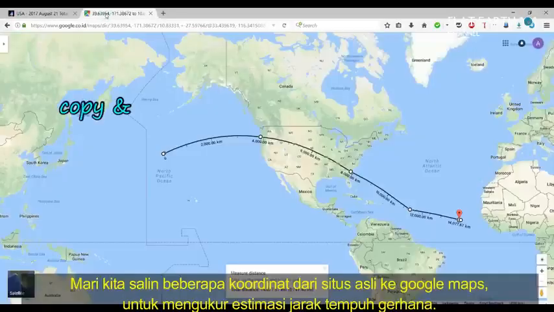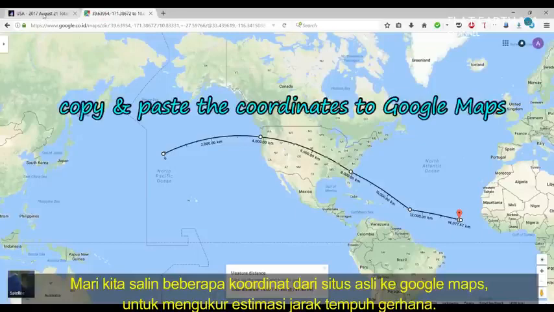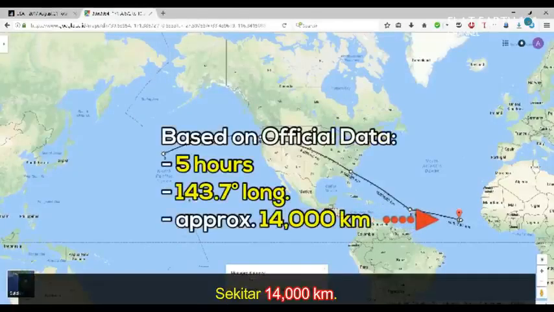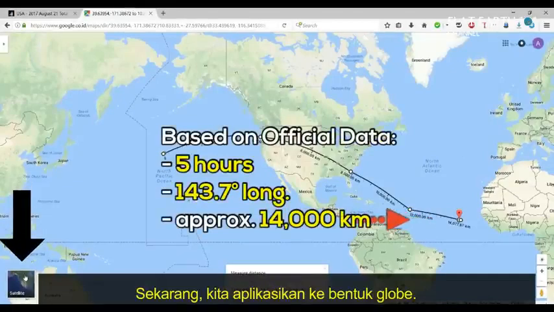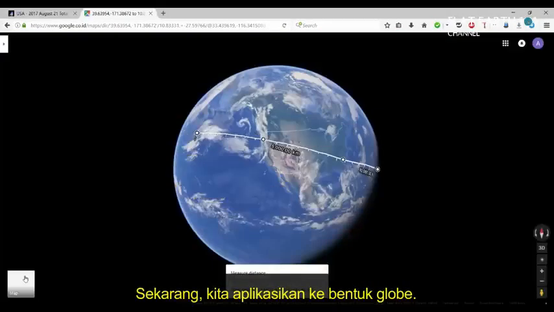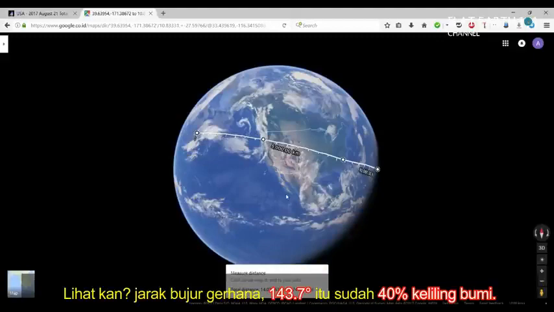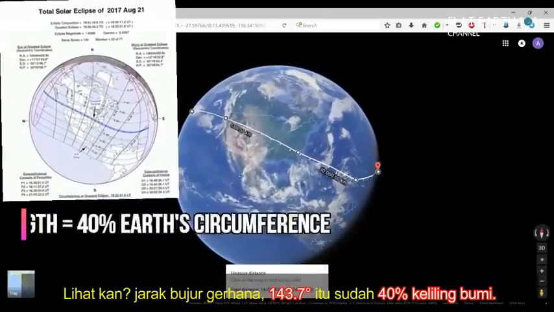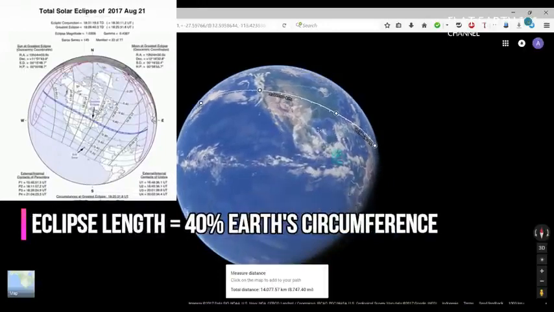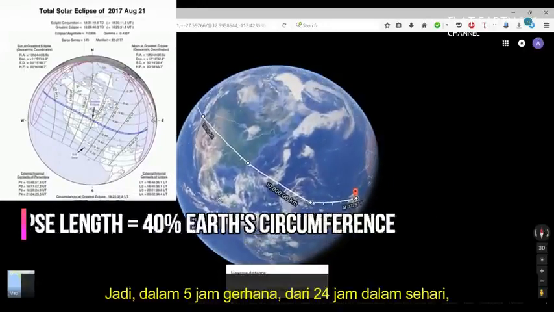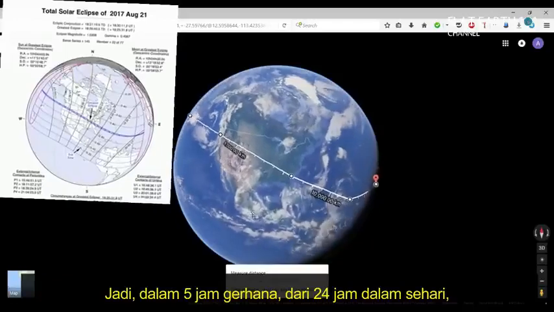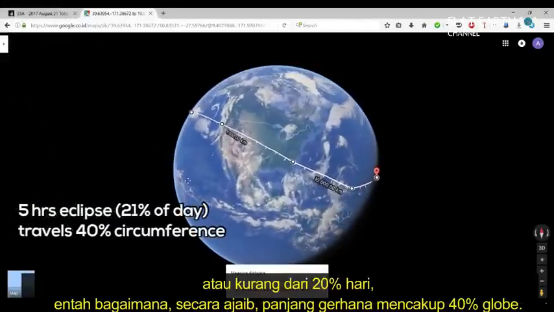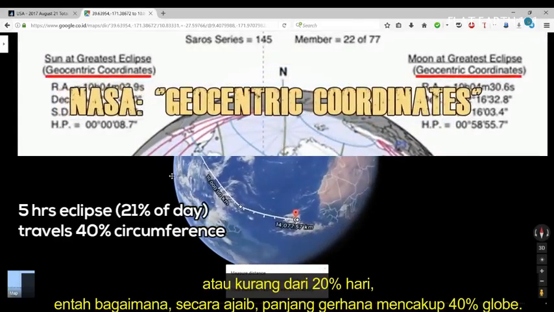Let's copy-paste some coordinates from the eclipse site to Google Maps to measure the approximate distance. It's around 40,000 kilometers. Now, apply it to the globe map. See, the eclipse distance, 143.7 degrees, is already 40% of the Earth's circumference. So within 5 hours of eclipse, out of 24 hours a day, or around 20% of the day, somehow, miraculously, the shadow length covers 40% of the globe.